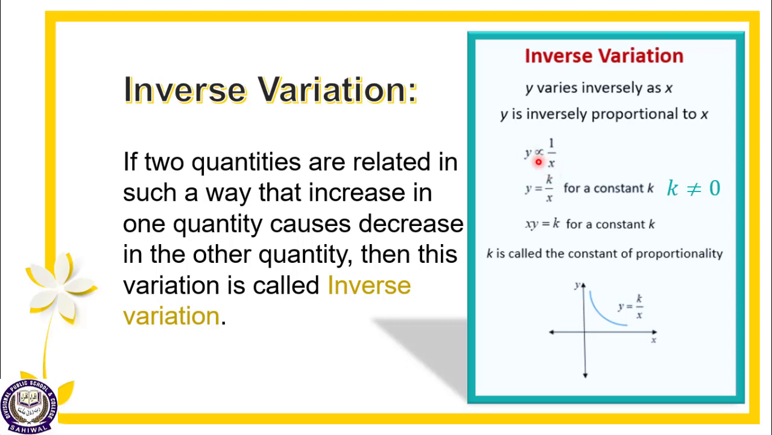Removing this sign of proportionality and replacing it with the constant of proportionality, we get y is equal to k over x, and this k should not be equal to 0, or we can write it as k is equal to xy. The graph for the inverse variation never passes through the origin.